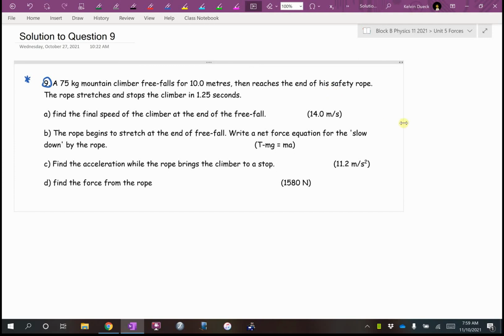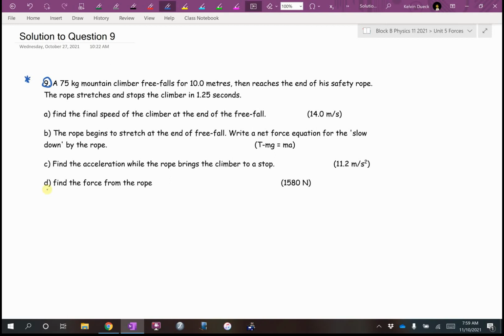So here's a solution to Lesson 2, Question 9. A mountain climber free falls for 10 meters, reaches the end of his safety rope. The rope stretches and stops the climber in 1.25 seconds. So first thing I need to notice, this 1.25 seconds, that's how long it took to come to a stop, not how long they fell for.